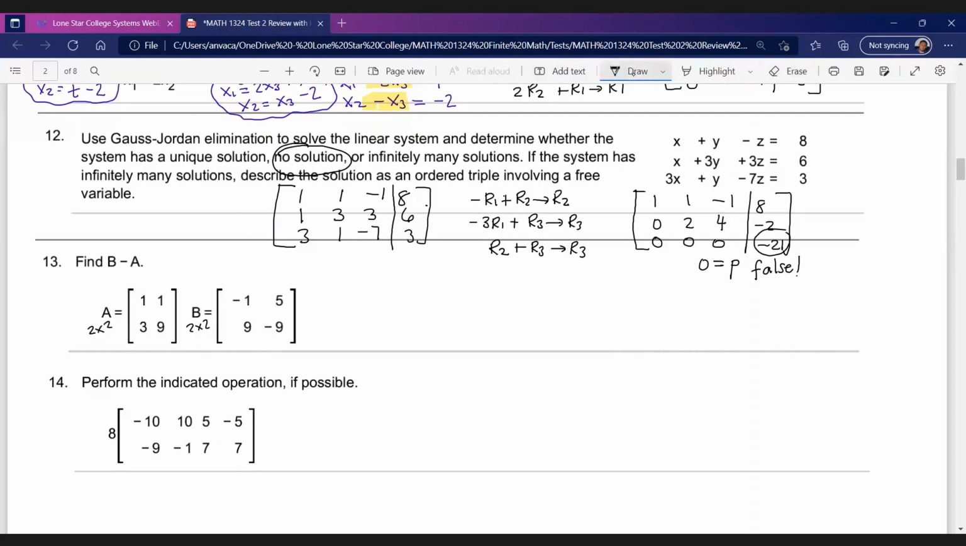So, okay, we have B minus A is equal to negative 1 minus 1. So it's going to be the difference of the corresponding entries. So negative 1 minus 1, 5 minus 1, 9 minus 3, and negative 9 minus 9. And so after cleaning this up, we get negative 2, 4, 6, negative 18.